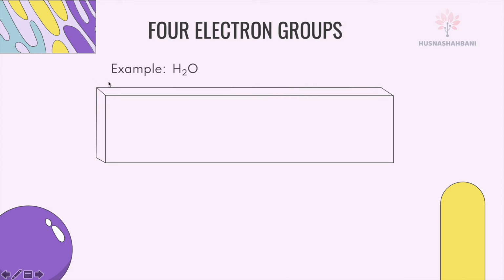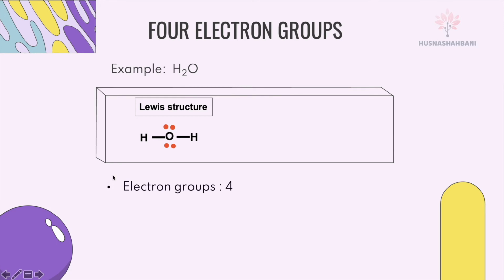Next example, H2O. Draw the Lewis structure of H2O and identify the electron groups. Focus on the central atom. This oxygen atom has 2 bonds, so 2 electron groups, and 2 lone pairs, 2 electron groups. So 2 electron groups of lone pairs plus 2 electron groups of bonds, the total is 4 electron groups. Next step, electron group arrangement. When electron groups is 4, the electron group arrangement is tetrahedral.